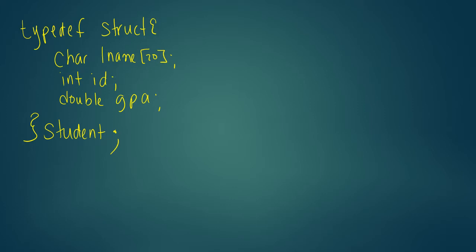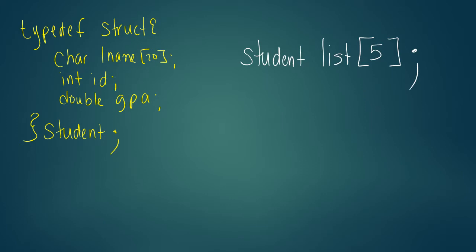And one type of instance of student is an array. So we can declare our new data type is student, and we can make a list of students, which is an array full of 5 students. Now, obviously, you might want to have more students in your array, but in order to make this understandable, I'm going to start with just a few.